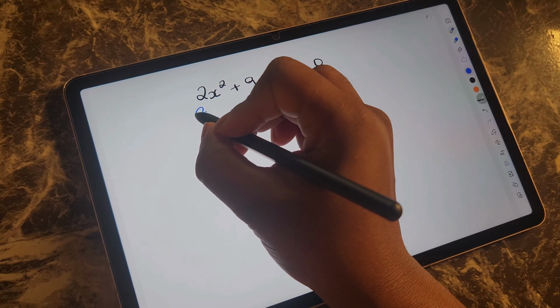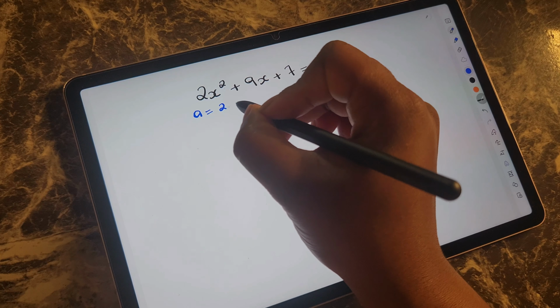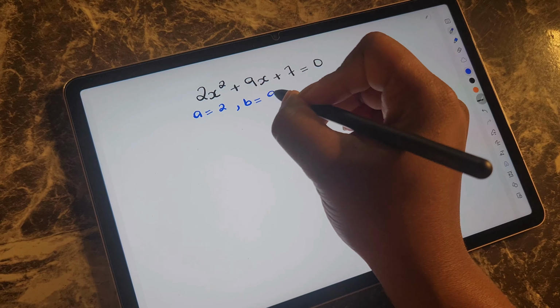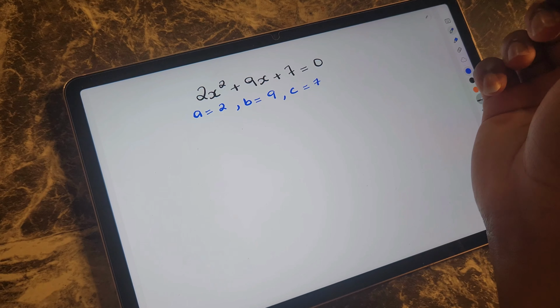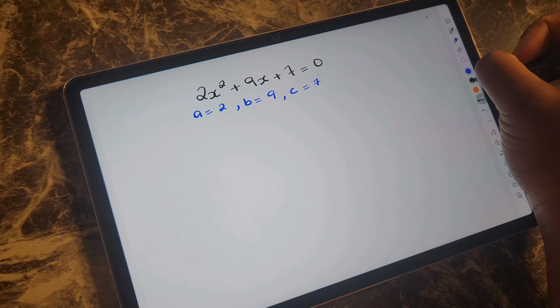In this video, we're taking a look at solving this quadratic equation using the quadratic formula. So we start off by identifying the a, b, and c values from the quadratic equation.